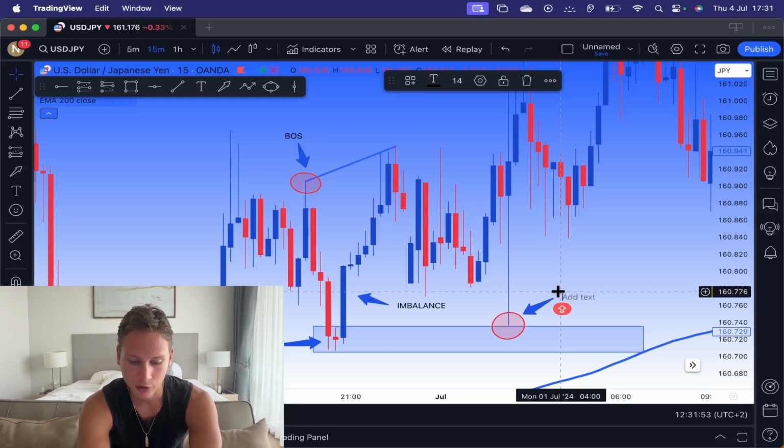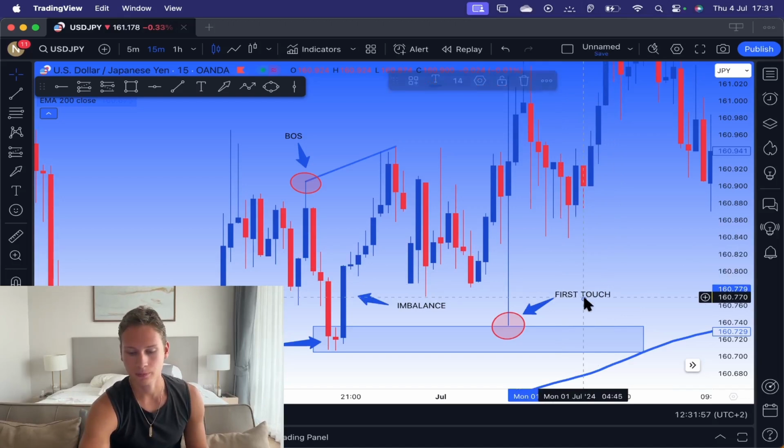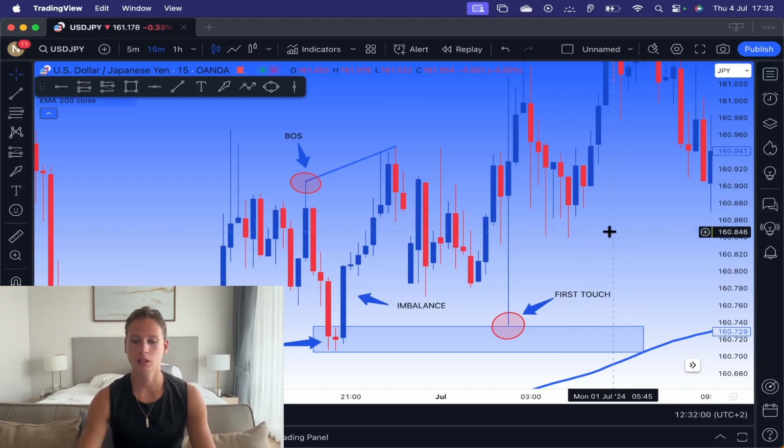So first touch right here. First touch. So this is what we are looking for in the market. This is what my whole strategy is based on.